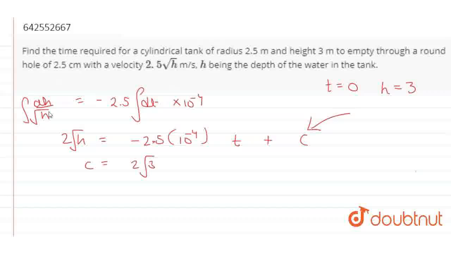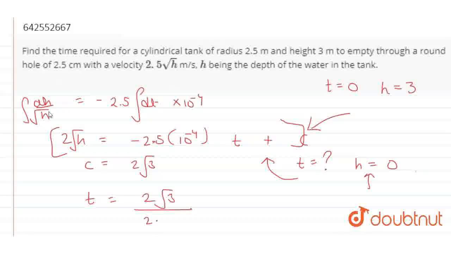Now we have to find the time when the height will be 0, that is, the water left in the tank will be 0. Plugging these values back into this equation, we get time is equal to 2 root 3 divided by 2.5 into 10 power minus 4. Solving this, we get 8000 root 3 seconds. So after this time interval, the tank would be empty.